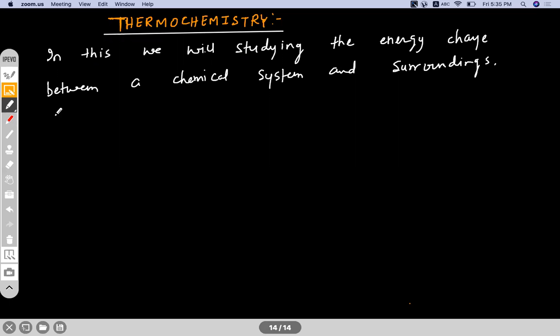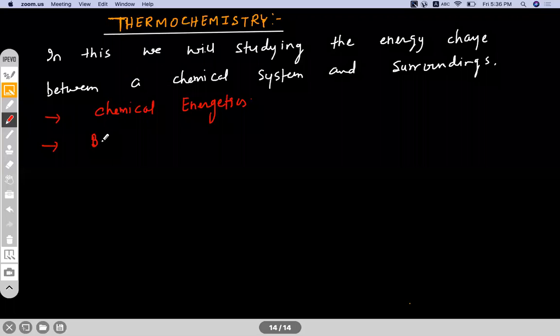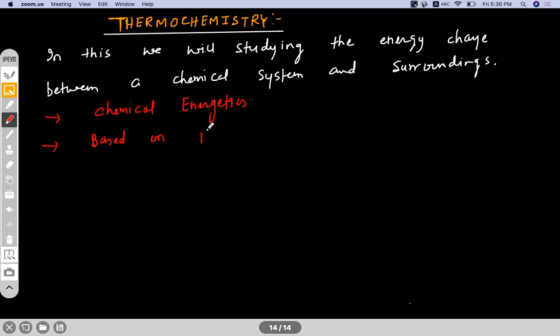This chapter is also named chemical energetics. And this is based on the first law of thermodynamics. Energy is conserved. So there are only two possibilities in a chemical reaction: either the energy will get absorbed or the energy will get released, mostly. However, delta H zero is also possible, but very rare. Mostly we have two conditions, where the energy is getting evolved, or where the energy is getting absorbed, consumed.